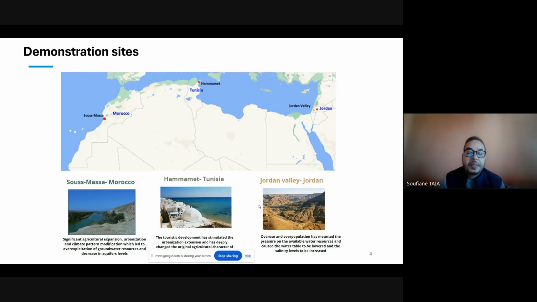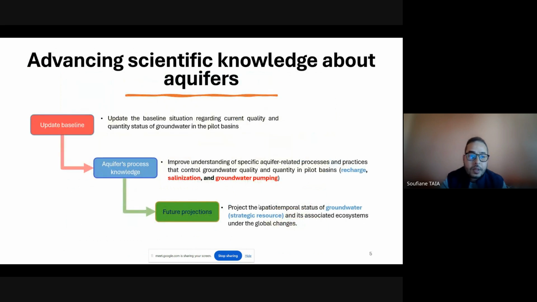The pilot areas have been selected because they commonly represent water issues found in the southern Mediterranean region in general. So in the first stage, our focus is on understanding and improving groundwater management by first updating the baseline, which means assessing the current state of groundwater in our pilot basins, looking at both quantity and quality. By doing this, we establish a solid foundation to guide our future actions.